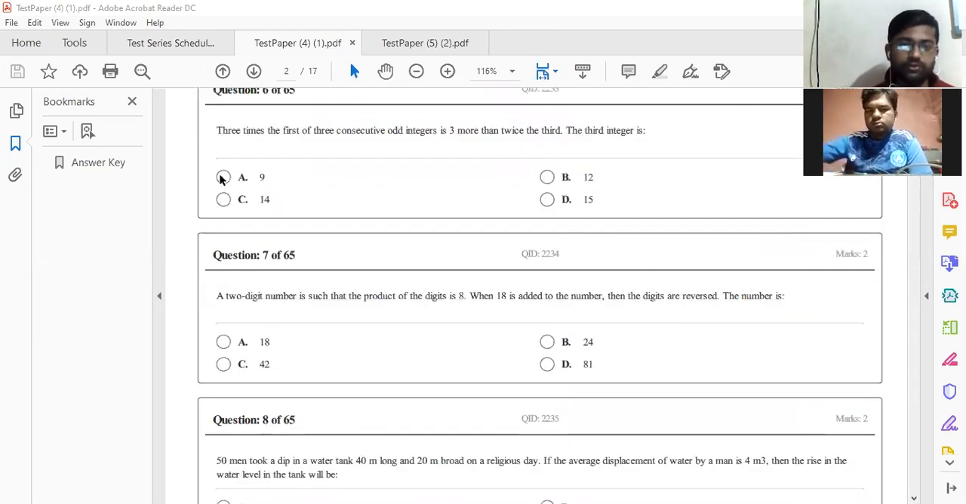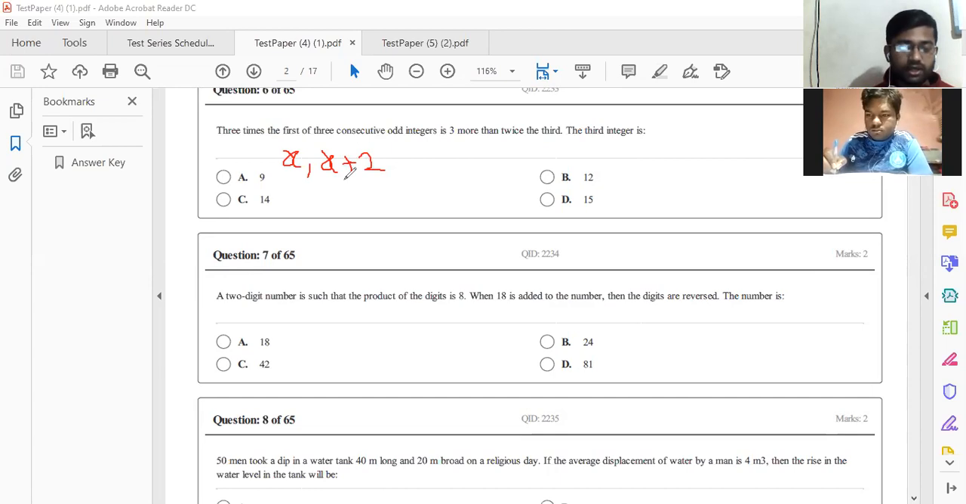Then 3 times the first of 3 consecutive odd integers is 3 more than twice the third. The third integer is... okay, 3 times the first of 3 consecutive odd integers. So first assume the 3 consecutive odd integers. Let's say my x is the first integer. So the next consecutive odd integer will be x plus 2. Correct?